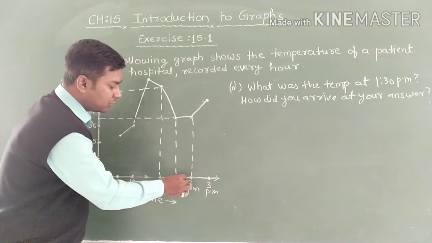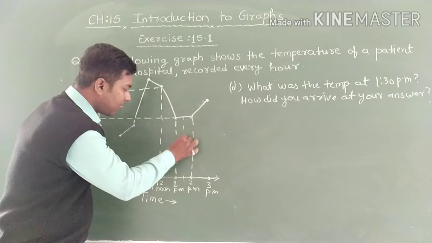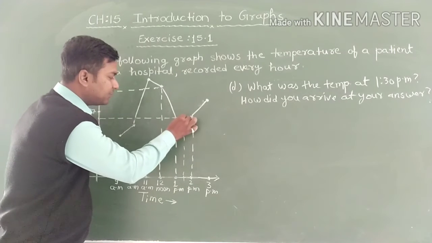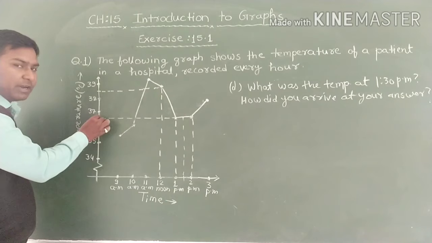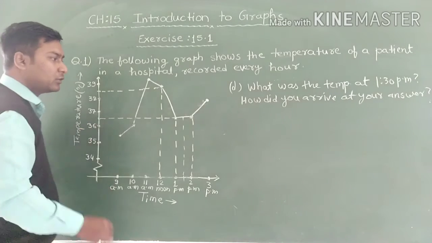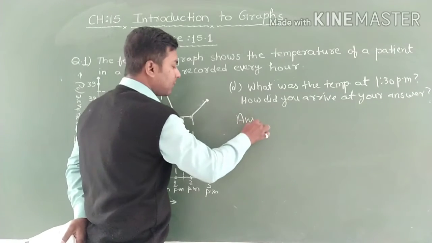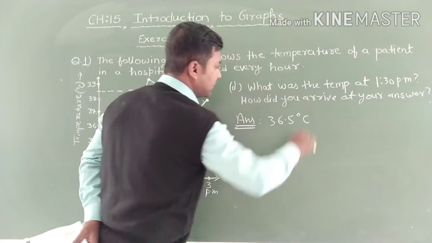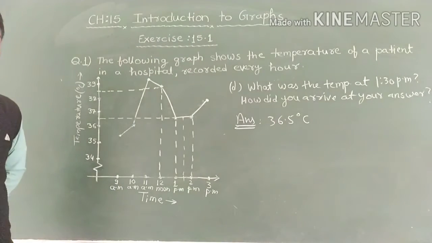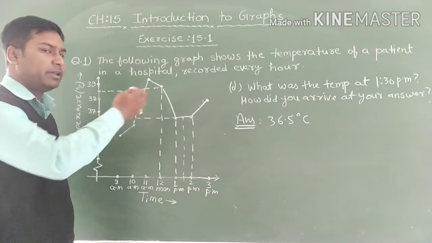So in between them this is 1:30 p.m. Okay. So just draw a dotted line. So this dotted line means at that point. So at that point, what is the temperature? 36.5 degrees Celsius. Okay. So the answer will be 36.5 degrees Celsius. Okay. So it's very easy. Now next question number E.